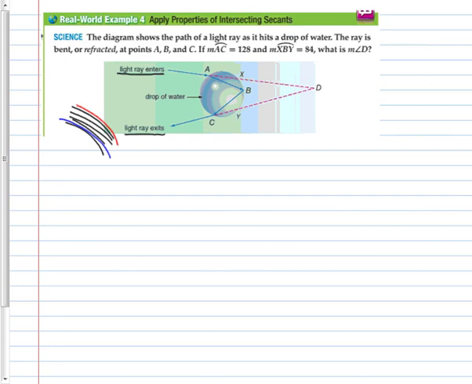The measure of arc AC is 128. So 128 is the one right in here, AC. And arc XBY, this one right over here, happens to be 84. What is the measure of angle D right out there? If I took the original entering and exiting rays and drew them back, then they would intersect at some point right back there. Measure of angle D, you help me out.